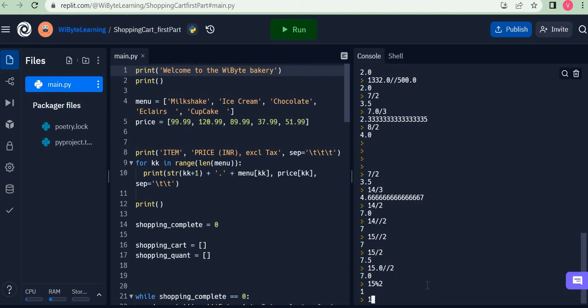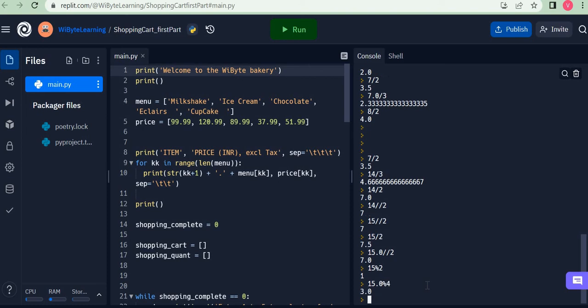I can try any number. In fact, 15.0, let's say modulo 4. Again, I'm going to get 3 this time round. I actually get 3.0. That's because 15.0 was a float. So I get 3.0 because 15 really is 12 plus 3, which is 4 times 3 plus 3. So the remainder when I divide 15 by 4 is 3, and hence I get a 3. It becomes 3.0 because I gave 15.0. So in other words, modulo is the remainder.